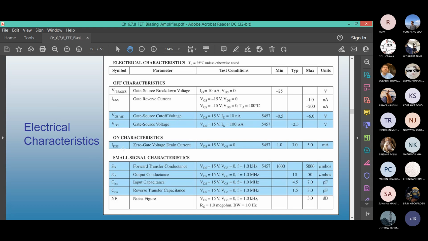See the value of IDSS when it's turned on. At VGS equals 0, VDS is 15 volt, typically 3 milliampere.